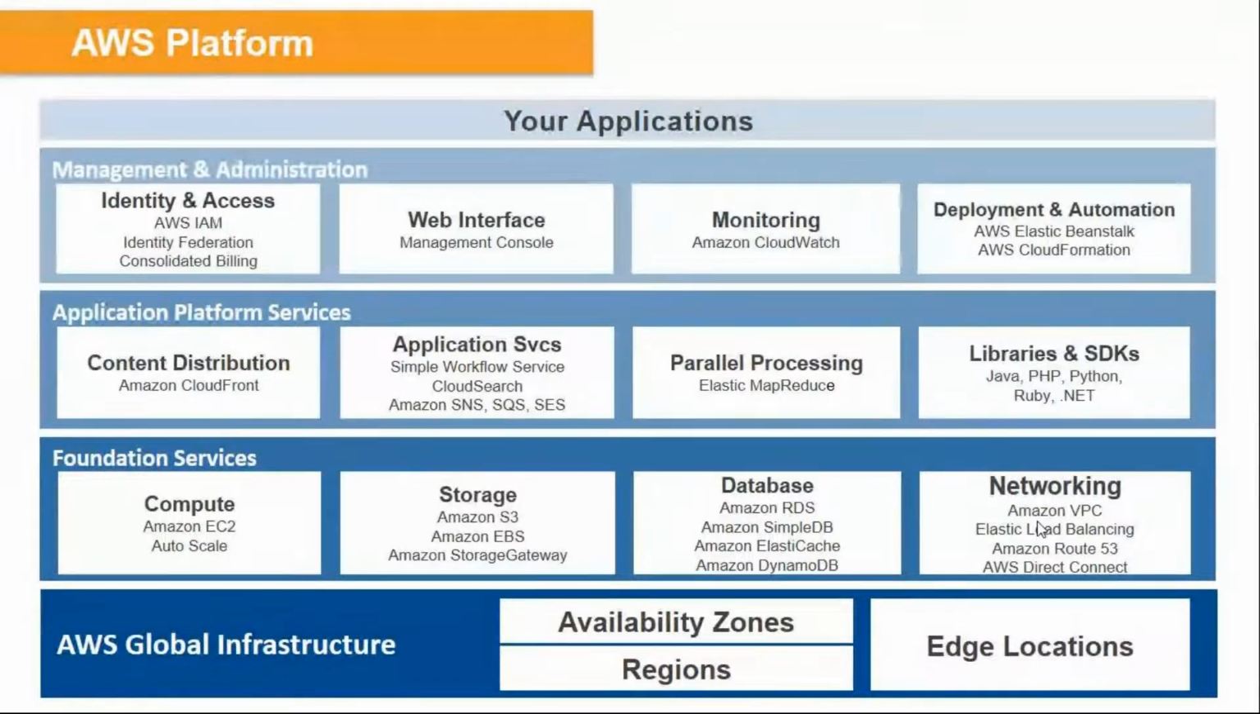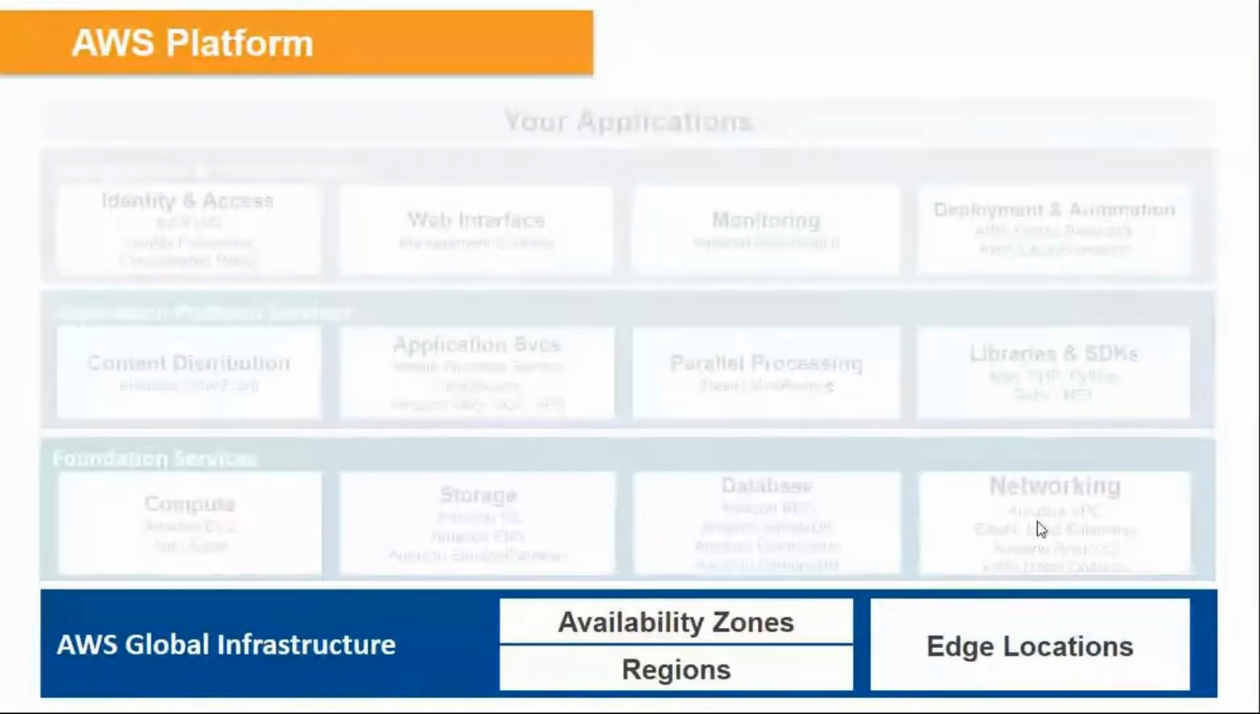If you want to use AWS infrastructure but you want to use your own machine on AWS, you can also do that. So there is AWS global infrastructure: availability zones are there, regions are there, and edge locations are there. We will learn more as we move forward.